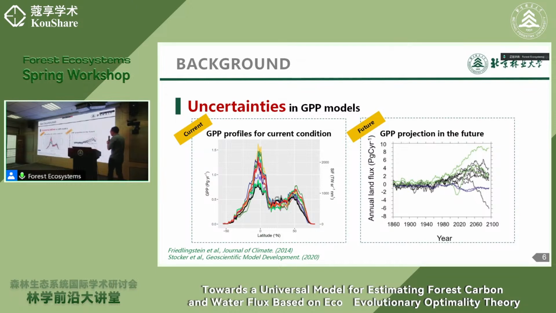But when we hope to predict the GPP trend in the future, the uncertainty increases, because here is a study from 2014. We can see here, if we want to predict the photosynthesis trend in the future, some of the models predicted an increasing trend of the GPP, but some of the models predicted a decreasing trend of the GPP. So we can see there are significant uncertainties within current GPP models.